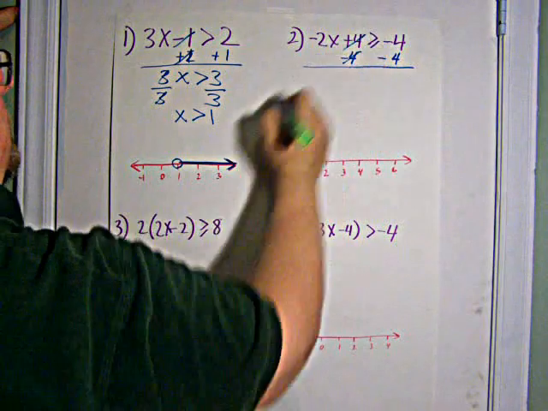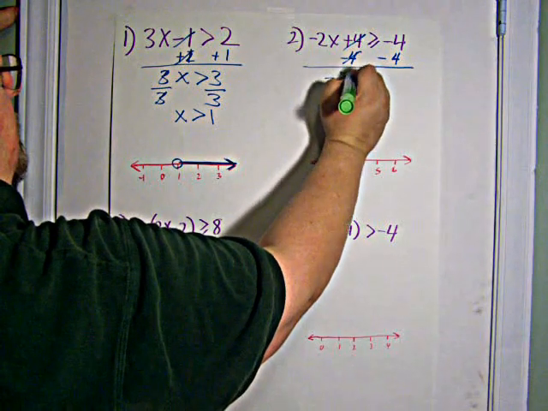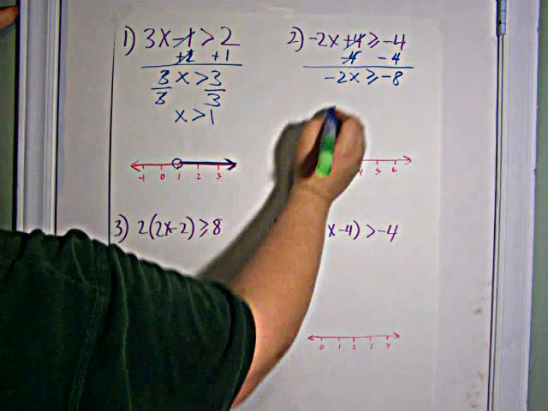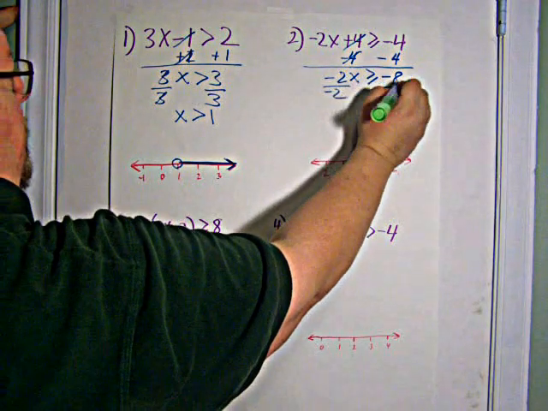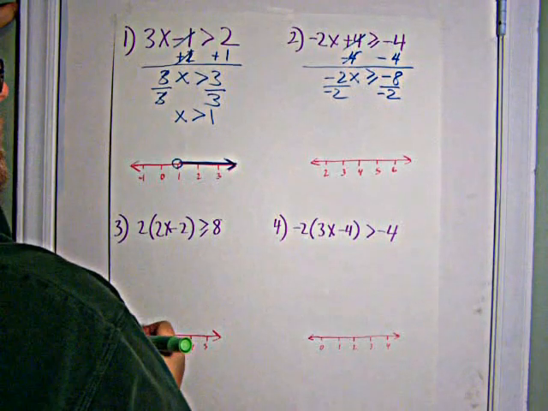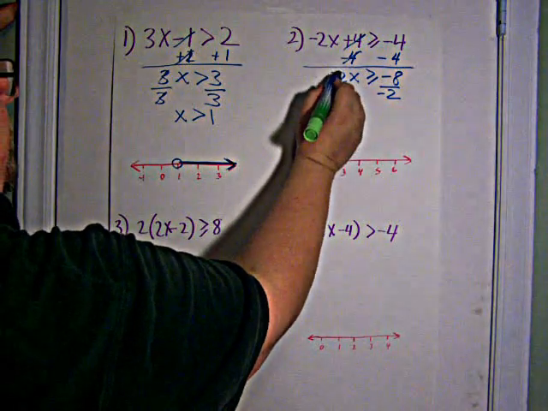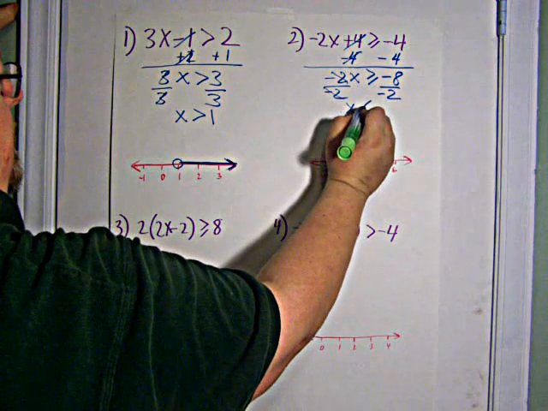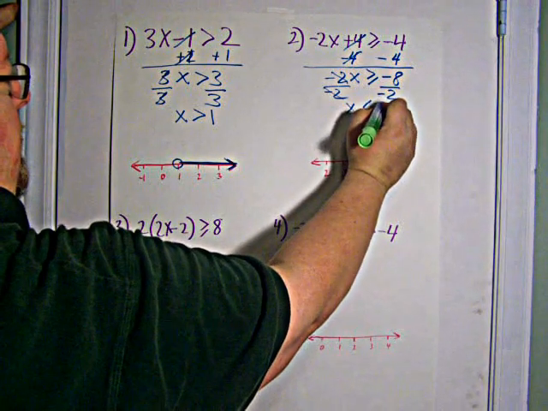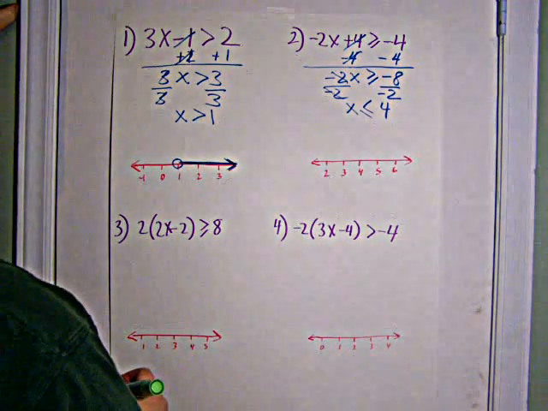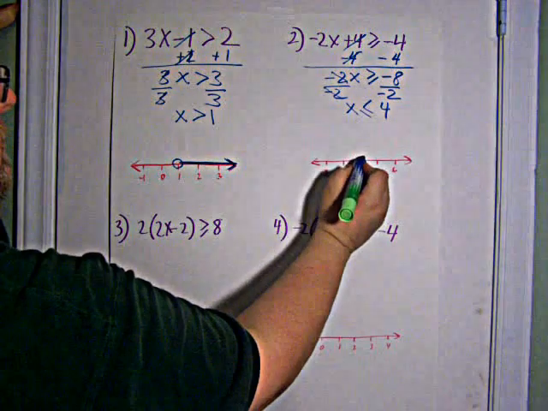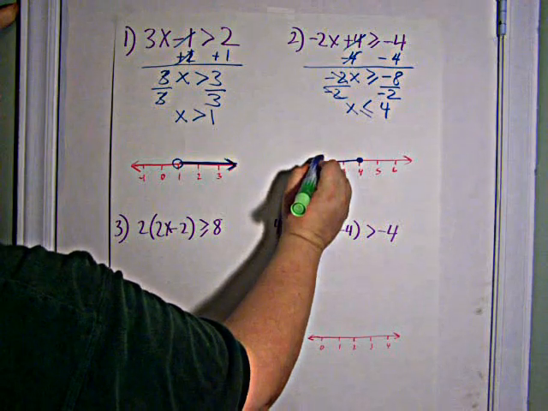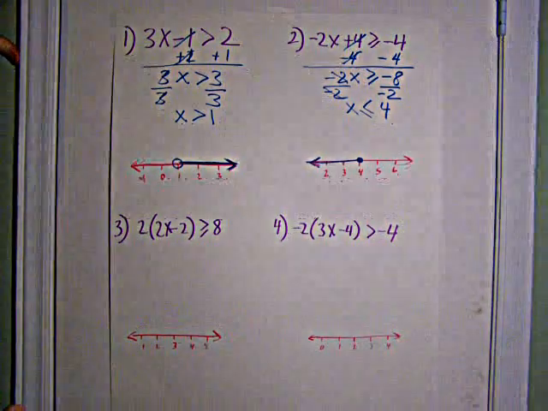Our 4's cancel. We have negative 2x greater than or equal to negative 8. Divide by a negative 2. Because we divide by a negative, we have to switch our sign. x is less than or equal to a positive 4. Because it's less than or equal to, it's a solid dot because 4 is part of the set, with a line going to the left.